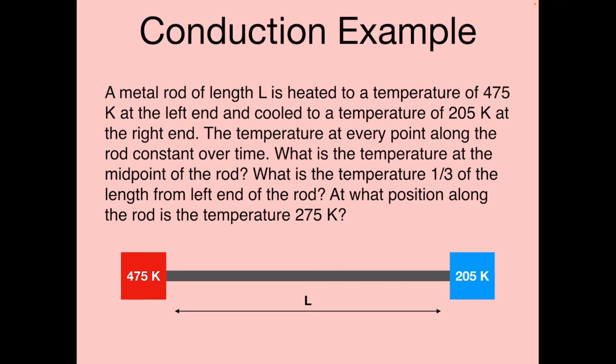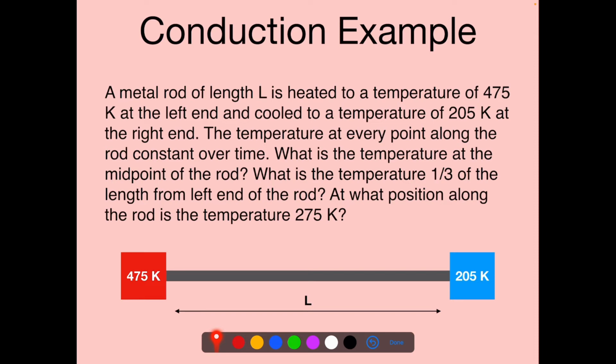We have a metal rod of length L, which is heated to a temperature of 475 Kelvin at the left end, and it's kept at this constant temperature at the left end, and it's cooled to a temperature of 205 Kelvin at the right end. So what we're going to assume is that there's a temperature at each point along the rod, but that temperature stays constant, okay? So what is the temperature at the midpoint of the rod, right in the center? And then what is the temperature 1/3 of the length from the left end over here somewhere? And then as a final question, at what position along the rod is the temperature going to be 275 K?